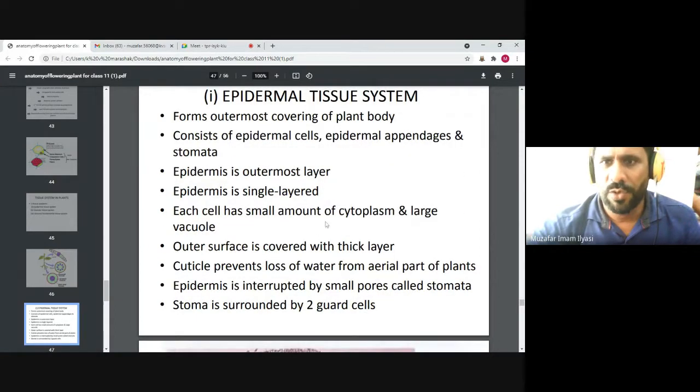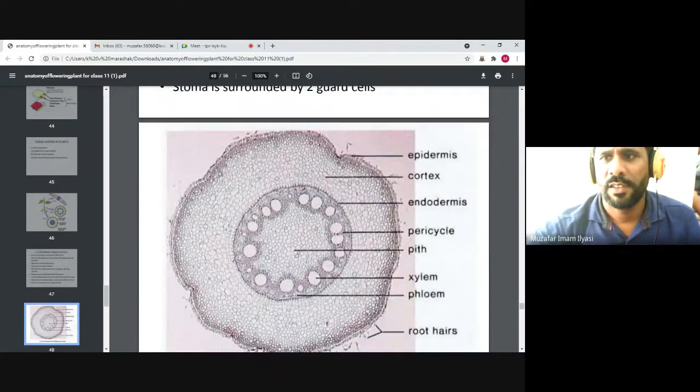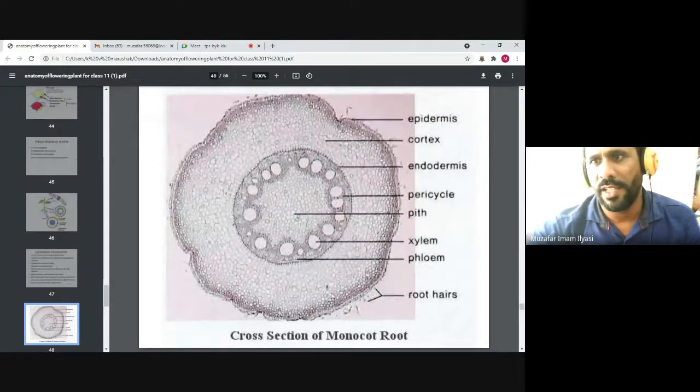Epidermis is the outermost layer and is single layered. Each cell has a small amount of cytoplasm and a large vacuole. The outer surface is covered with a thick layer, the cuticle, which prevents loss of water from aerial parts of plants. Epidermis is interrupted by small pores called stomata. A stoma is surrounded by two guard cells. The sectional diagram can be viewed in this slide.